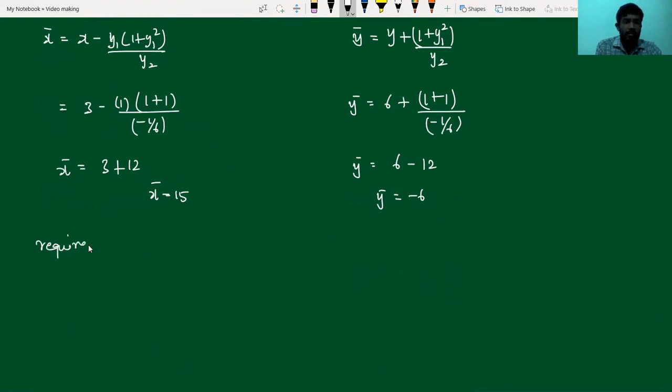Which implies the required center of curvature (x bar, y bar) is equal to (15, minus 6). So this is how we find the center of curvature for a given curve. Thank you all.